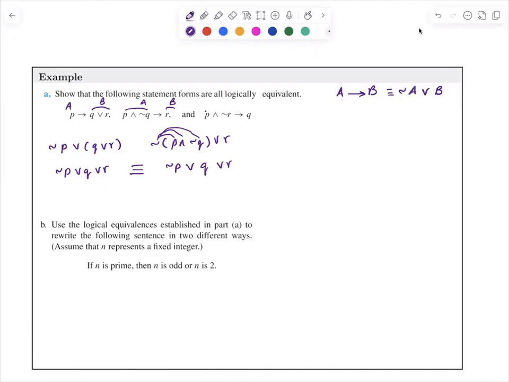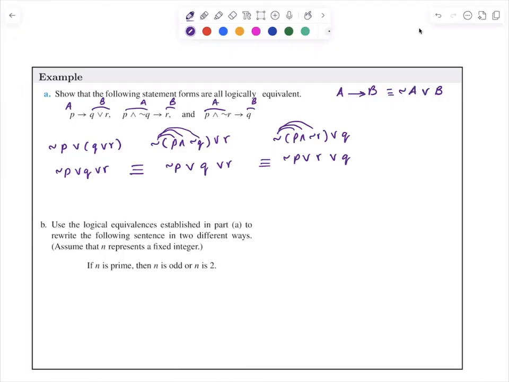Let's take a look at this one. I have A and B. So what I have is not A, which is not P and not R, or Q. But again, by De Morgan's laws, we're going to distribute this into parentheses. We get not P or not R, which is R, or Q. So as you can see, these three are equivalent to each other.